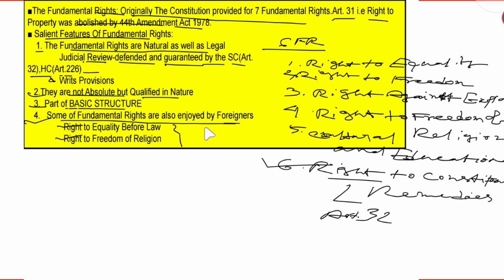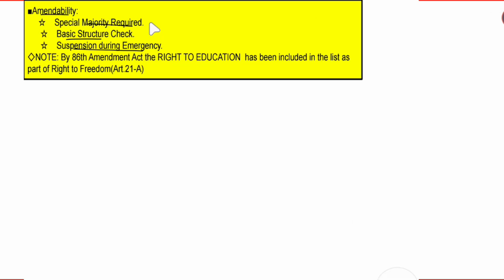Number 2, they are not absolute but qualified in nature. Number 3, they are part of the basic structure. And number 4, some of the fundamental rights are also enjoyed by foreigners. That is, right to equality before law and right to freedom of religion. These two rights are enjoyed by foreigners.